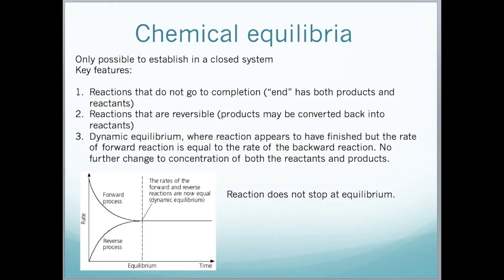Chemical equilibria is only possible in a closed system. The three main things that we need to know are reactions that do not go to completion, where the end of the reaction has both products and reactants, and reactions that are reversible, meaning that the products can be converted back into reactants and vice versa.